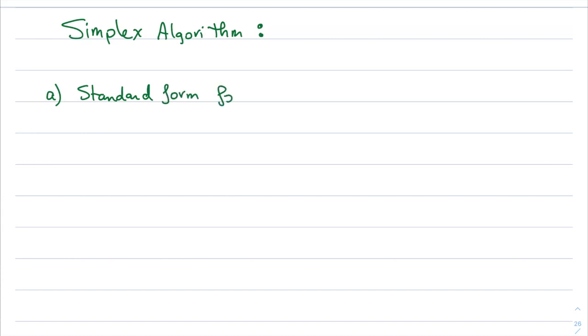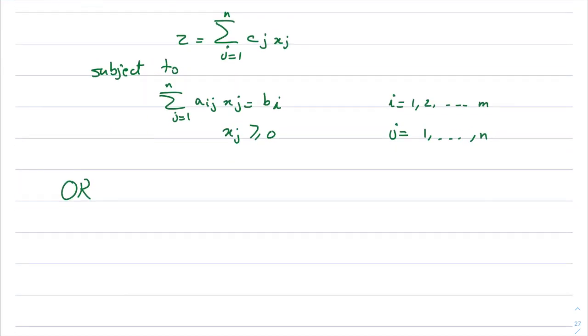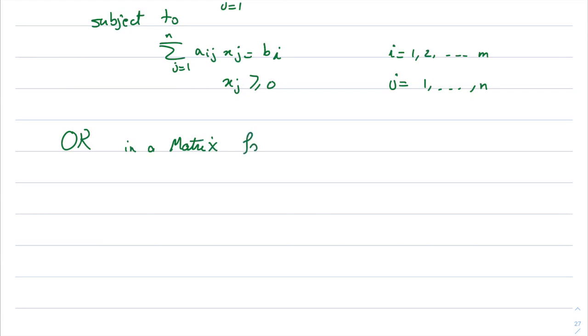If we want to apply the simplex algorithm, we have to apply it on the standard form for a linear program. So we have z, the sum of coefficients times x, where the x's are the decision variables, subject to equality constraints. So we have the sum of a_ji times x_j equal to b_i, and we have the positivity constraints on the decision variables. We can write this in matrix form if you want. So we want to minimize this linear cost function, subject to equality constraints and positivity constraints on x.